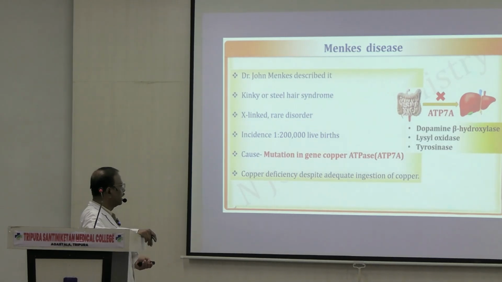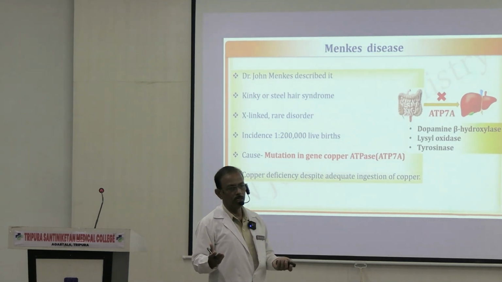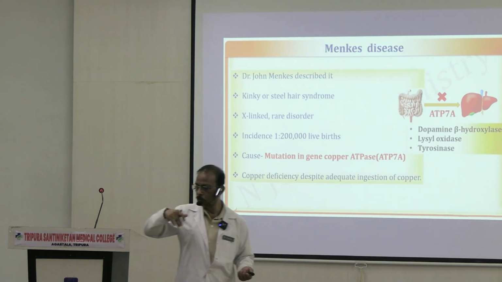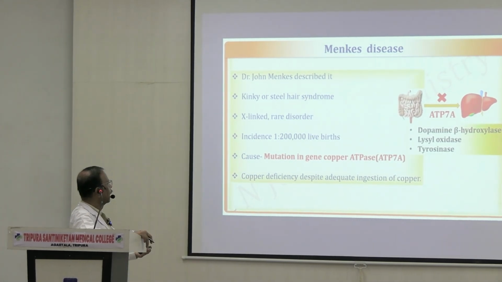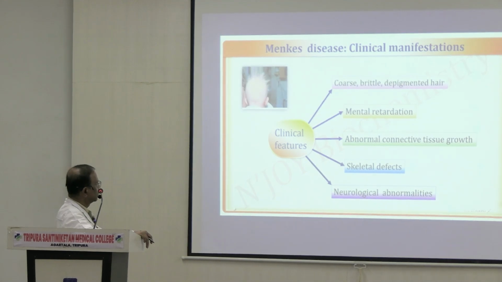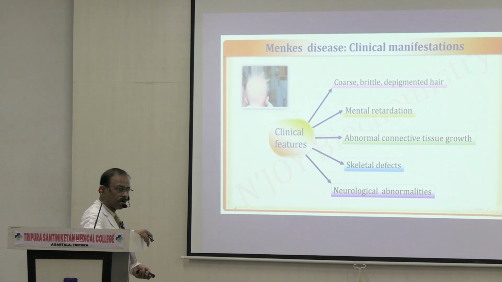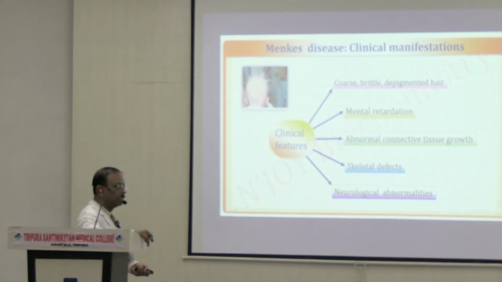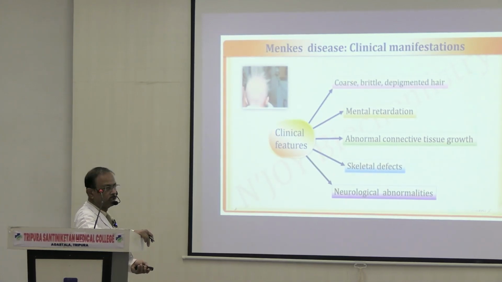Copper deficiency despite adequate ingestion of copper. Normal copper ingestion will be there, but it will not be absorbed. So even if we take normal copper, bioavailability of copper will not be there. It is characterized by coarse, twisted, depigmented hair, mental retardation, abnormal connective tissue growth, skeletal defects, and neurological abnormalities due to deficiency of copper.